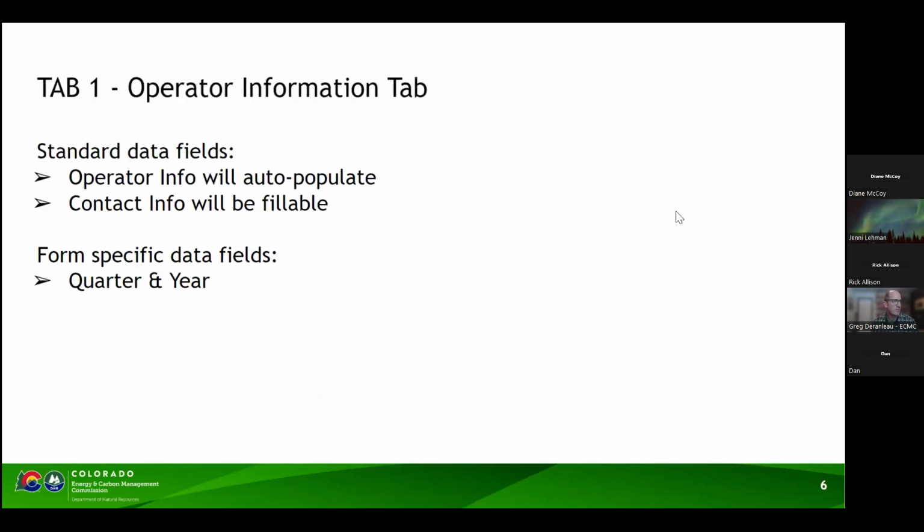So the first tab will be a standard operator information tab. The operator info will auto-populate. There'll probably be a wizard to enter your operator data, just like you're familiar with. The contact information for who's filling out the form will be fillable. And then we'll have a quarter and year field available so that operators can indicate what their filing is for.